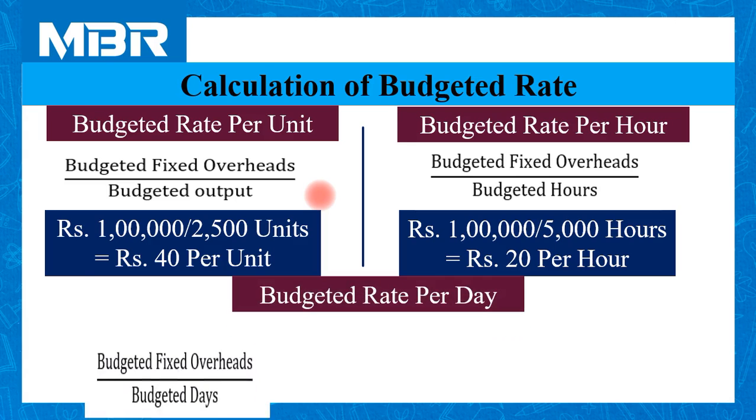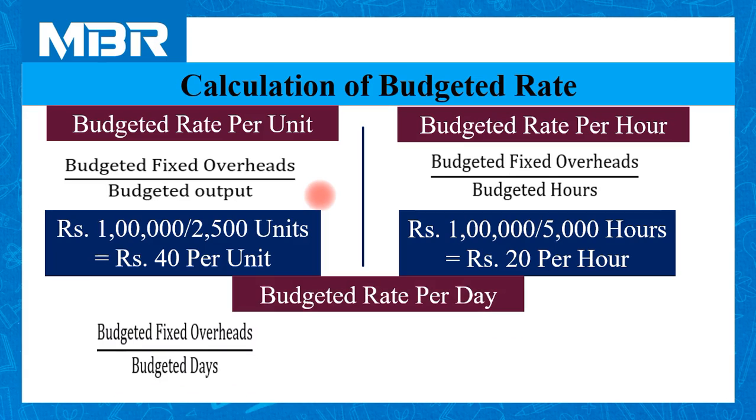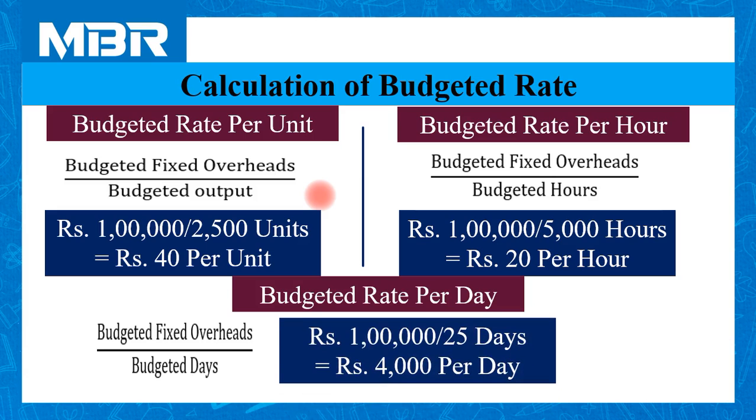And third and last, budgeted rate per day. Budgeted fixed overheads divided by budgeted days. Insert the values in the formula. Budgeted fixed overheads rupees 1 lakh divided by budgeted number of days 25. So the rate per day is rupees 4000.